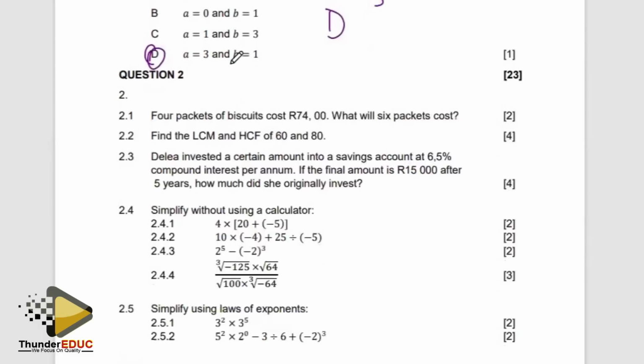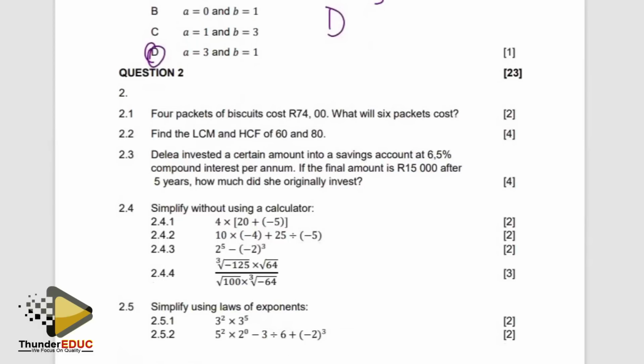Question number 2. They're telling us that 4 packets of biscuits are costing 74 rands. What is the cost of 6 packets? If 4 packets are costing 74 rands, we know that 6 packets are going to cost more. If we increase the number of packets, the cost is going to increase. So this is a type of direct proportion. I'm going to say this is the packets, and then this is the cost.